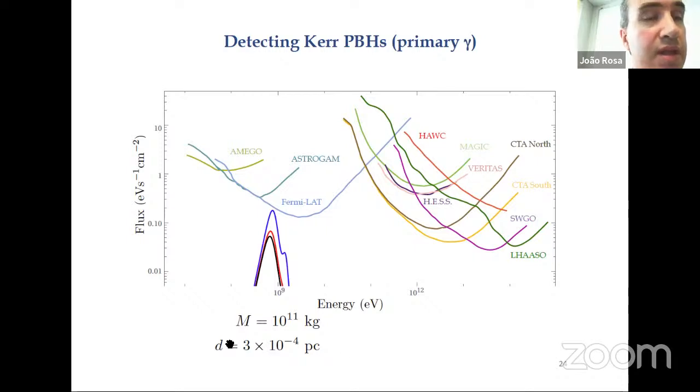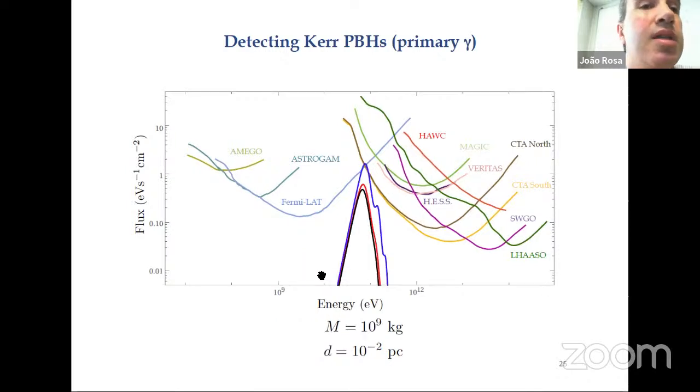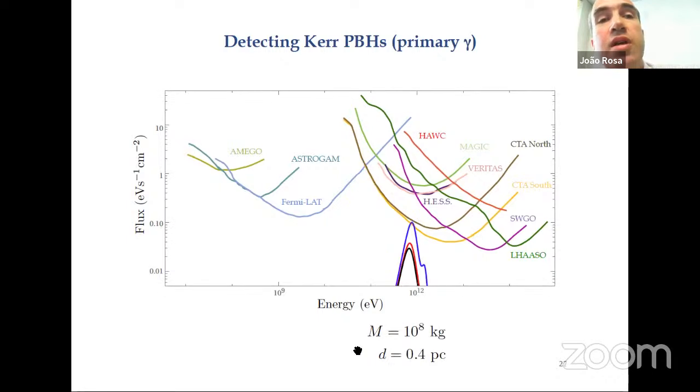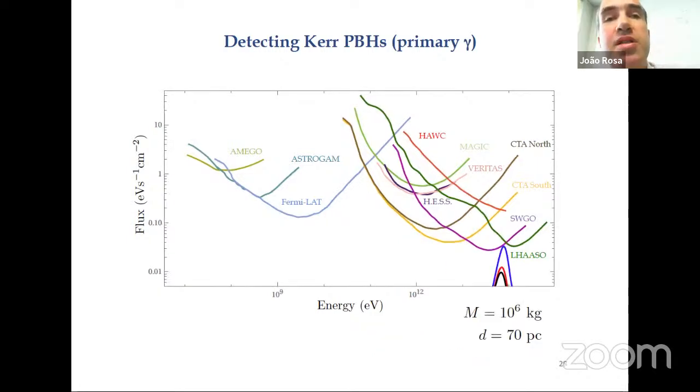And with Fermi, you can detect them to 10 to the minus 4 parsecs, and then 10 to the 10 kilograms to 10 to the minus 3 parsecs, a milliparsec. We reach that, so this is more reasonable to expect. And here you see the distance to which we can see these black holes is increasing as they evaporate. So 10 to the 9 kilograms, 10 to the minus 2. So now you go to the TeV scale. You can go to very large distances, astrophysically: 0.4 parsecs, 6 parsecs, and 70 parsecs here.